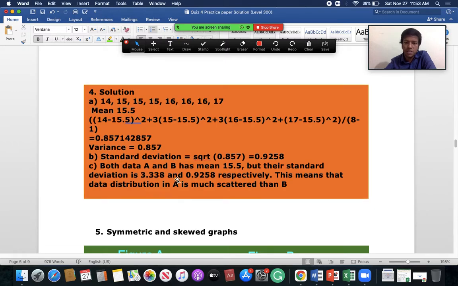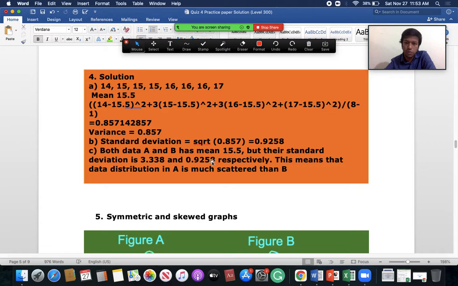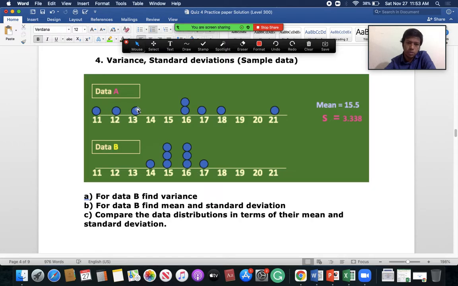Okay, so this is the decision that we can take from here. Of course, we can talk about, since the mean is also same, etc. How many data do we have here? 1, 2, 3, 4, 5, 6, 7, 8. 8 data.